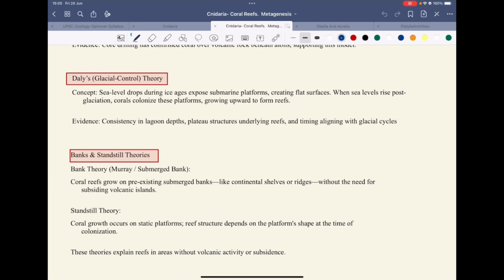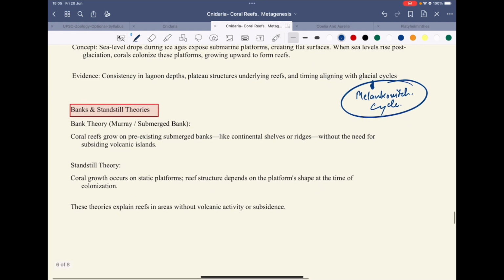So these cycles are the Milankovitch cycles. If you Google it, you will see the term Milankovitch cycles, and according to these cycles, the glacial cycles are explained. Then another theory is the bank and standstill theories. According to this, the bank theory was given by Murray.